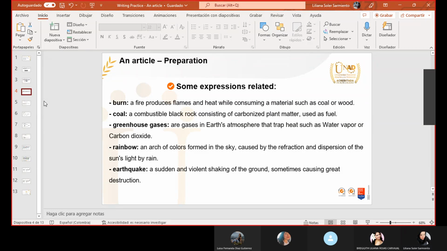Earthquake. Liliana, can you hear me? Yes, teacher. Earthquake: a sudden and violent shaking of the ground, sometimes causing great destruction. Yes, exactly. Okay, let's continue.